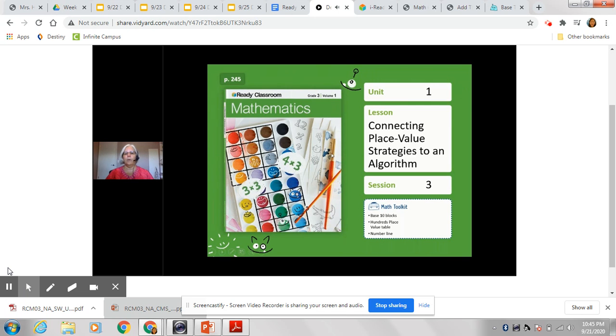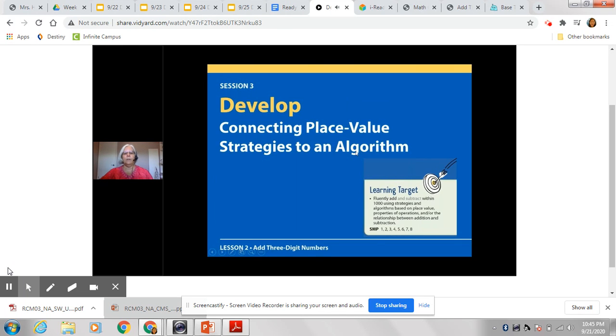Yesterday, we practiced adding 3-digit numbers that required regrouping. Today, we're going to learn how the strategies we used yesterday connect to an algorithm. What is an algorithm? An algorithm is a sequence of steps that you can use to solve a mathematical problem. Let's get started.